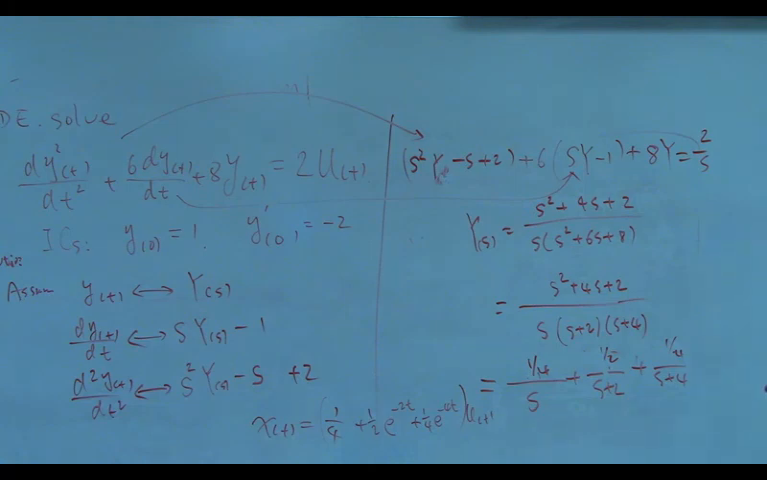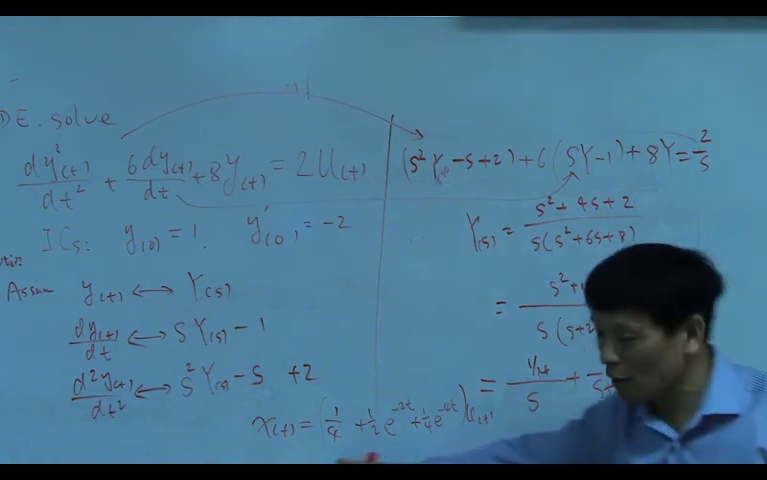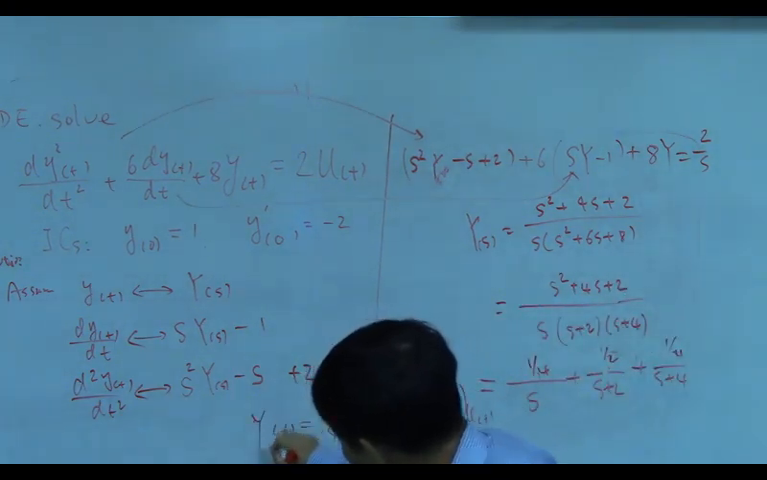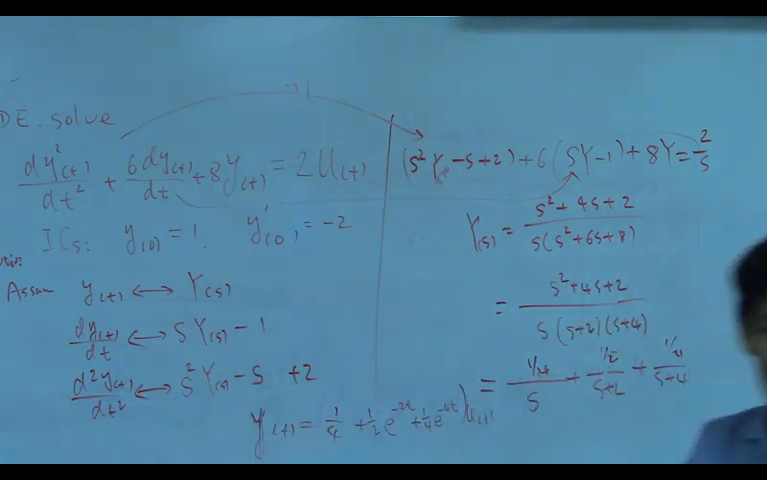That's it. Sorry, not x, it's y because we are looking for y(t). So that's the solution of the differential equation. We use the Laplace transform first, then we get Y(s), then we calculate the inverse Laplace transform. Okay. Any further questions? Okay, that's it. Thank you.